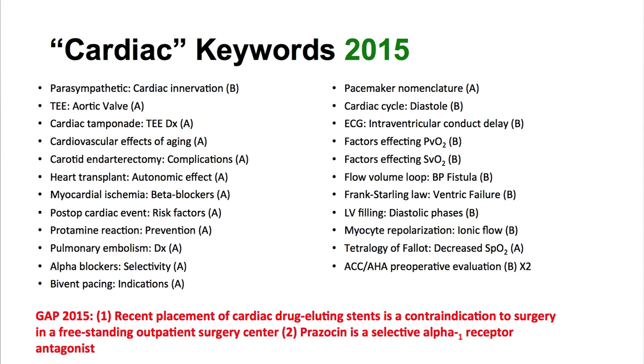One, that cardiac drug-eluting stents, if present in a patient, is a contraindication to surgery in a freestanding outpatient surgery center if they've been recently placed. We'll talk about the timing of drug-eluting stents and how to deal with them. And the fact that prazosin is a selective alpha-1 receptor antagonist.